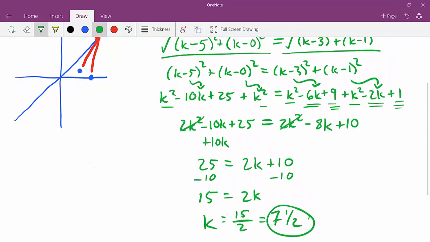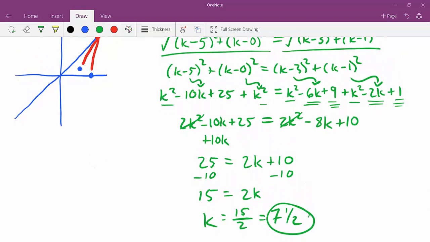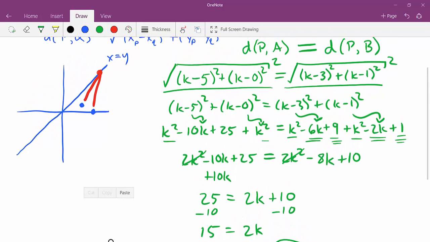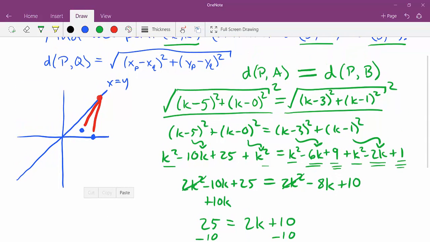So again, here's all the algebra, well, most of it that I can fit on the screen right now. And k equals 15/2, or 7 1/2. That looks roughly accurate. Again, with a hand drawing, you can't get much more, but it's always a good idea to go ahead and look at it, ask yourself if it makes sense.